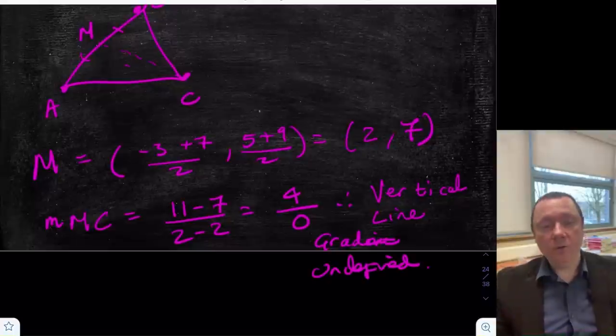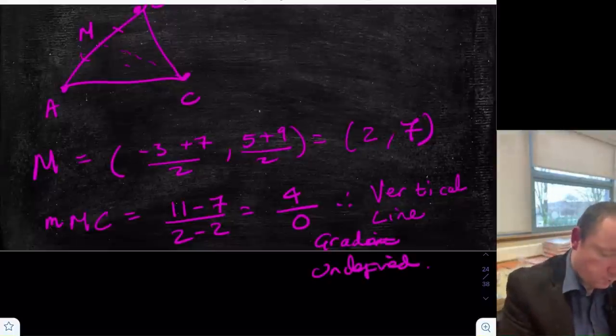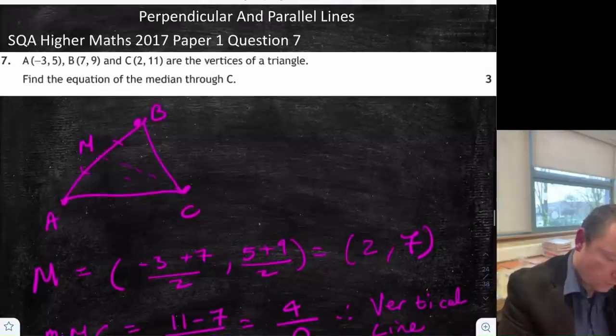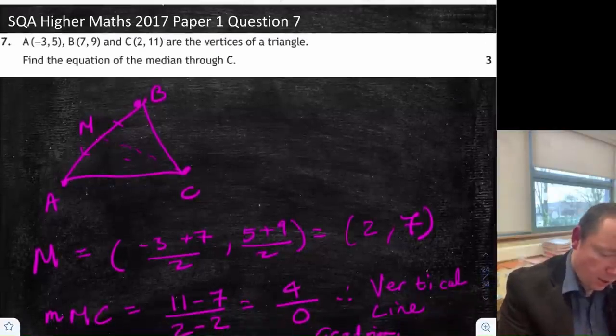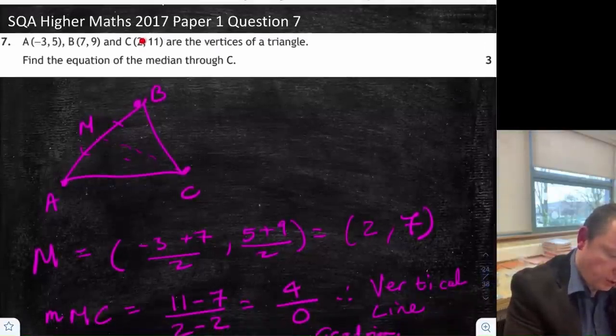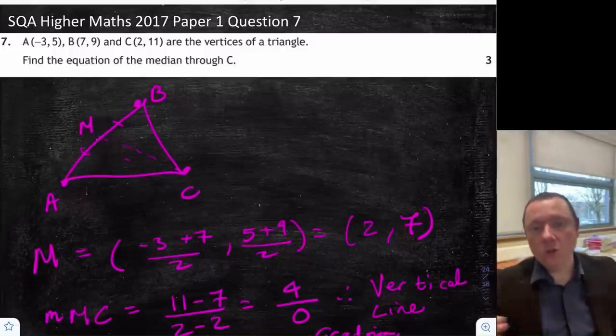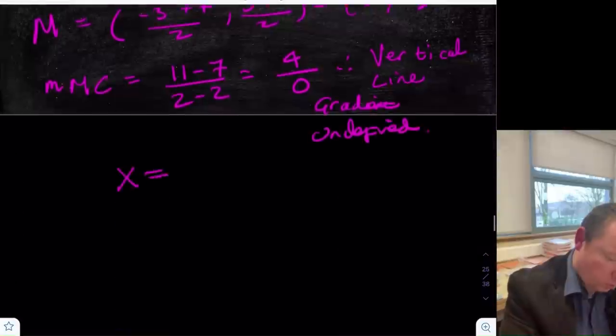The equation of a vertical line is just x equals. So the equation is x equals. And you should be able to see this. The x part is 2 here. It's also 2 here. So if you ever get the same x, then the equation is x equals. If it's the same y, the equation would be horizontal, y equals. Here it's x equals 2.